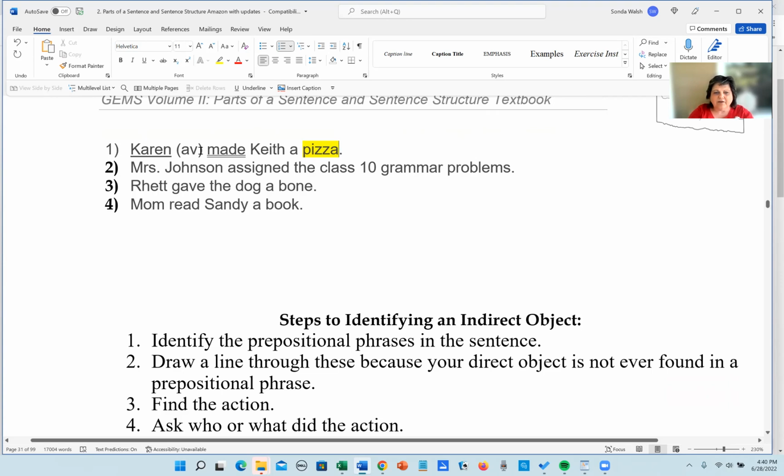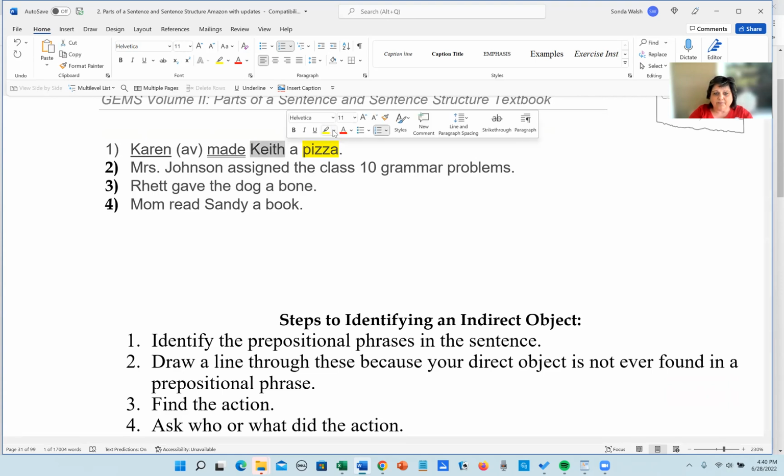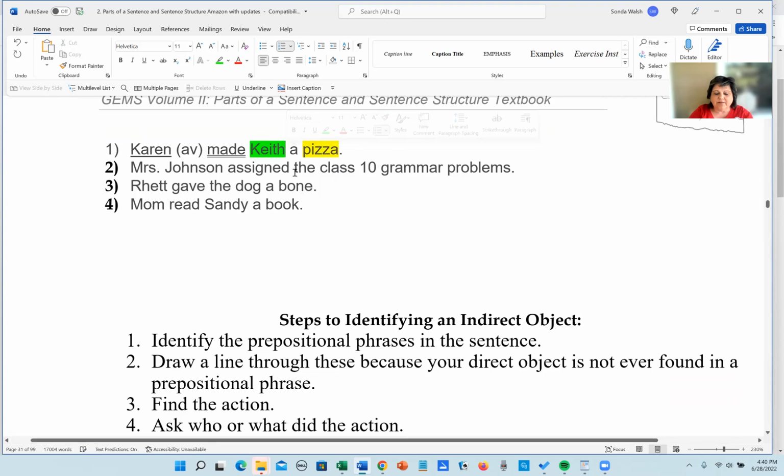All right. Karen made what? A pizza. For whom? For Keith. So Keith is the indirect object. Pizza is the direct object. All right, let's do another one.